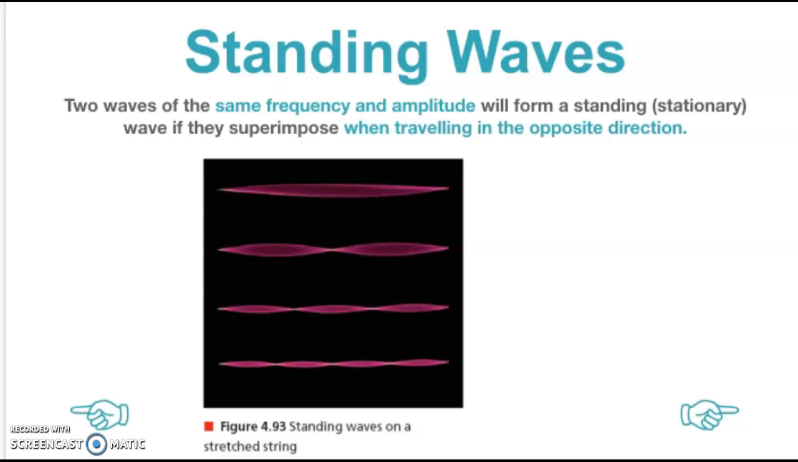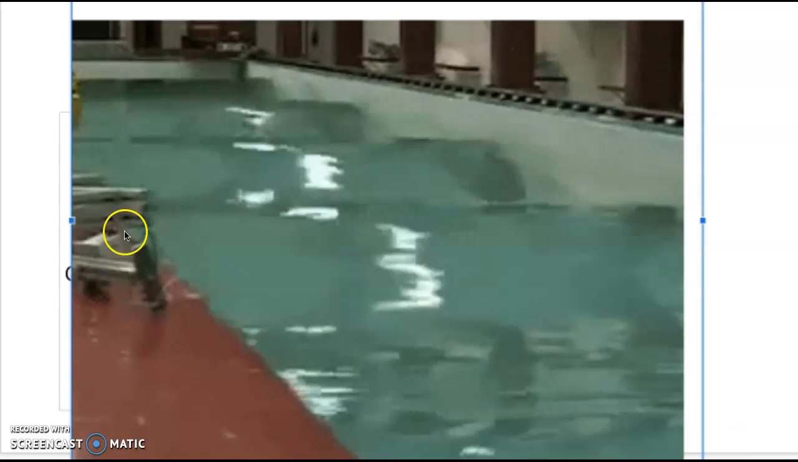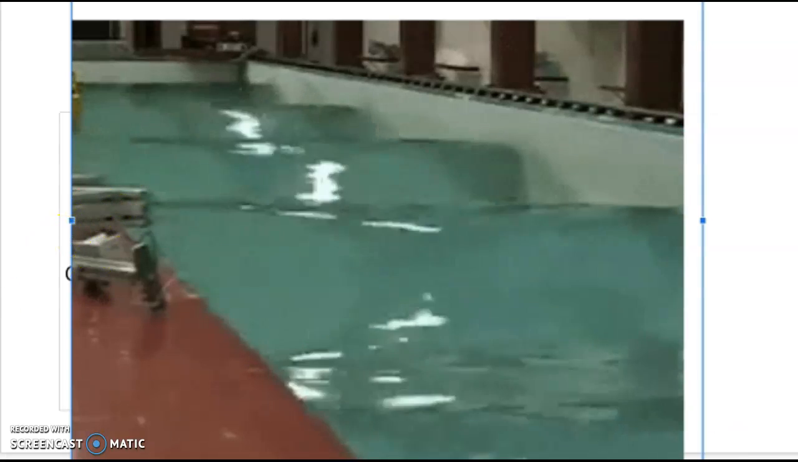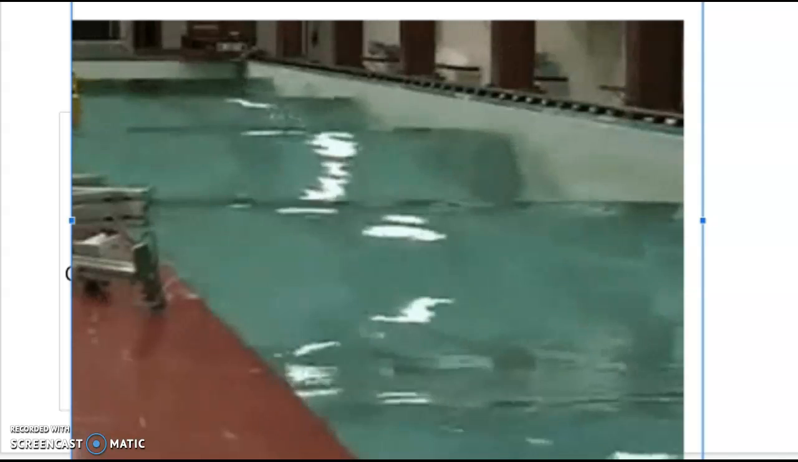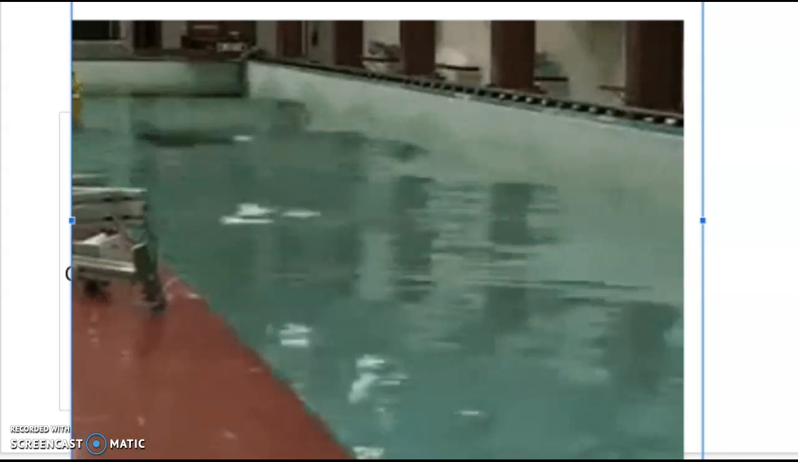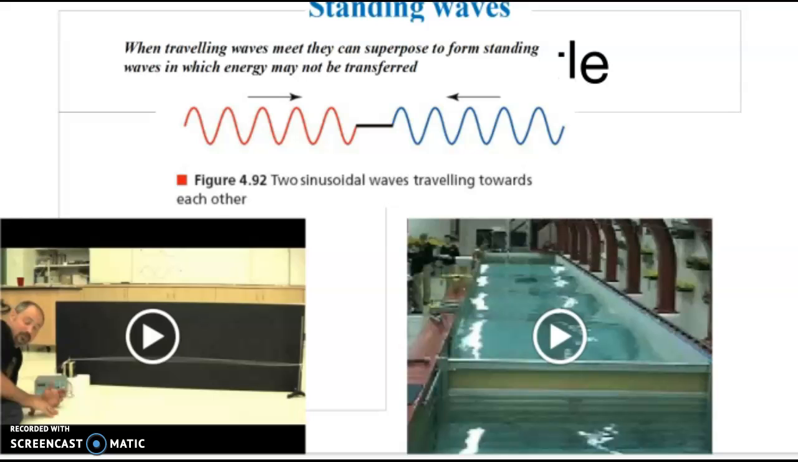And so standing waves are very different. Here you can see an example of a standing wave. And what I want you to do is stop the video and have a look at these two demonstrations, where we see a standing wave on a string and a standing wave in water, the picture I've just shown you. Have a look at how they're generated and think about what causes their formation. So stop the video now, watch them and come back.